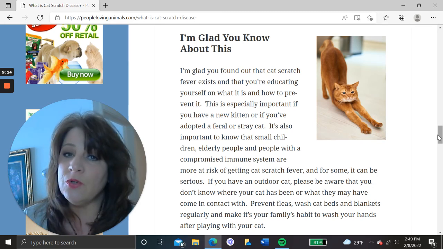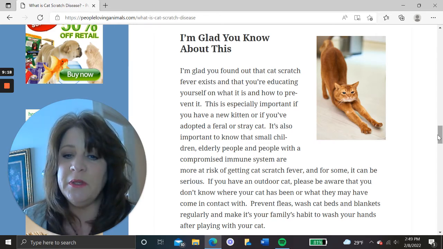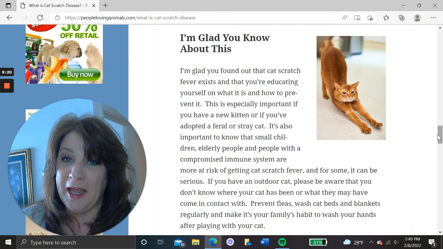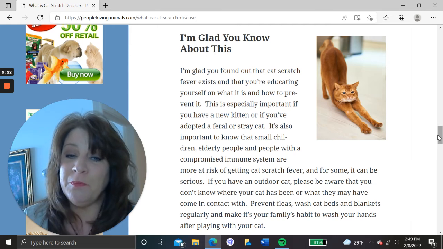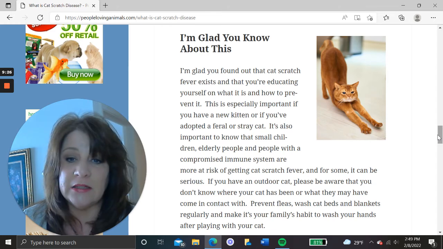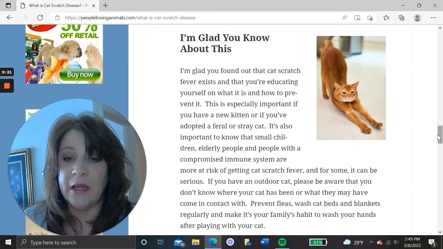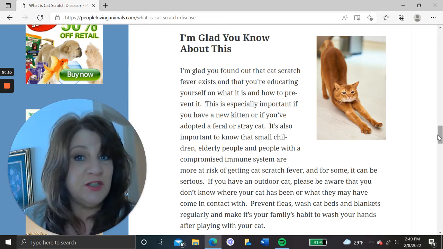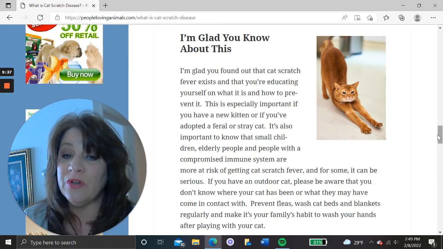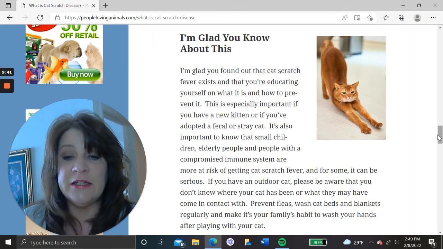Also, if you have an outdoor cat or a cat that goes outside but also lives inside, please be aware that you don't know where that cat has been, okay? You don't know what they've come in contact with, you don't know if they've had any sort of contact with another animal, you don't know if they just ate a mouse that was infected. Do you see what I mean? If they're outside, you don't really know where they've been, so watch the video, Prevent the Fleas.